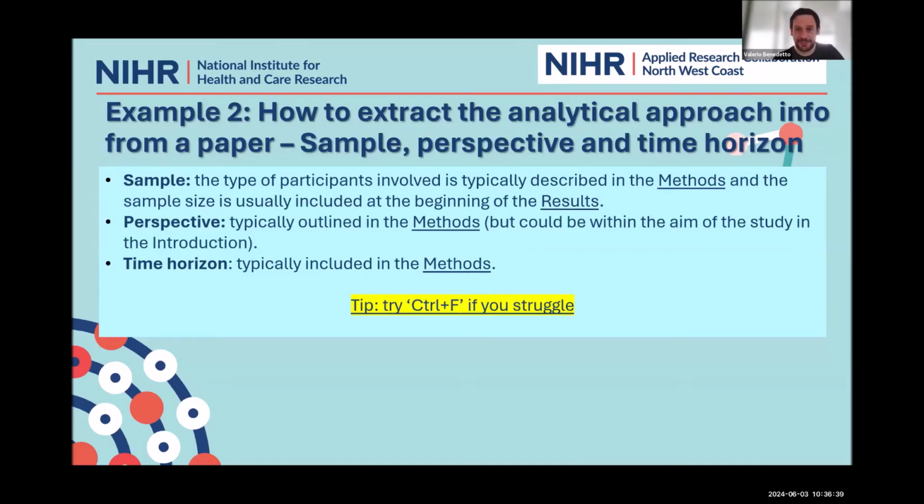A very unorthodox tip here is, if you struggle, try Control F. So if you have your PDF, search for the specific word. For example, if you search for perspective in your paper, you might be able to find very quickly the information about the perspective. The same for time horizon. So if you struggle, I tend to use this technique to find very quickly information about the perspective and time horizon, or even the sample in some cases.